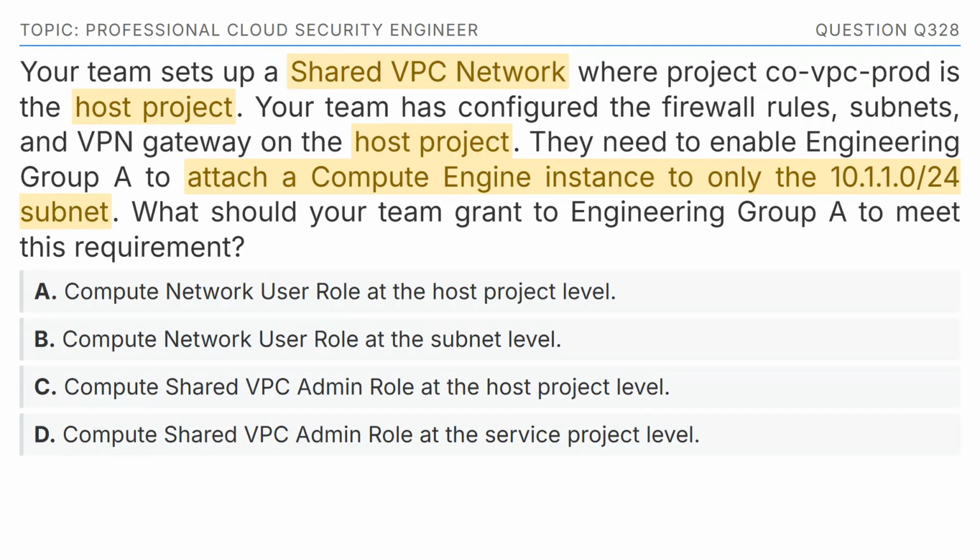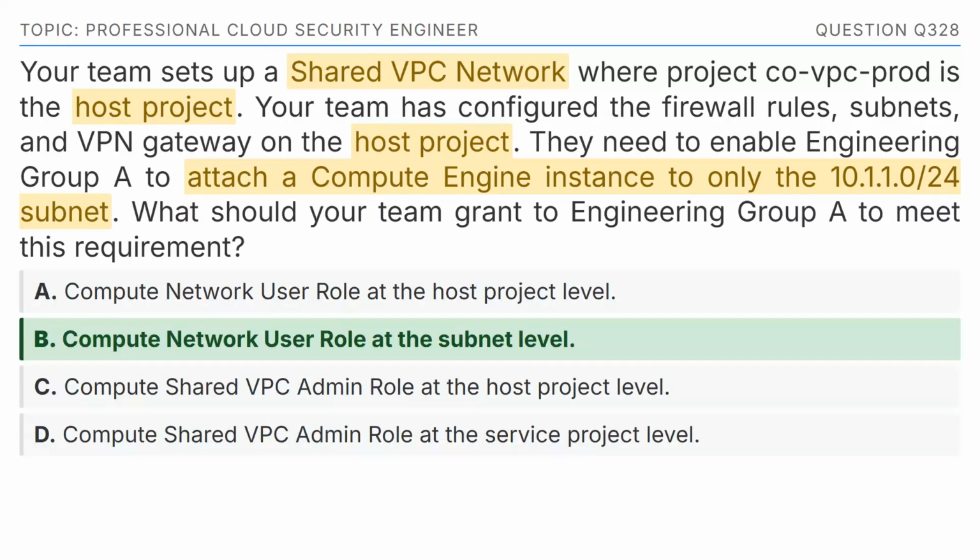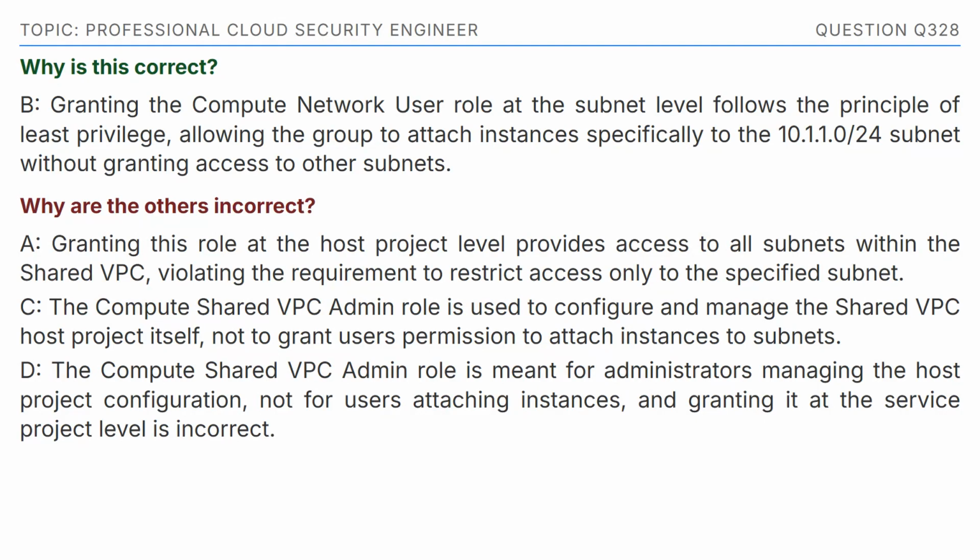To arrive at the correct answer, we focus on the keywords: shared VPC network, host project, attach a compute engine instance to only the 10.1.1.0/24 subnet. The correct answer is option B, compute network user role at the subnet level. Why is this correct? B.